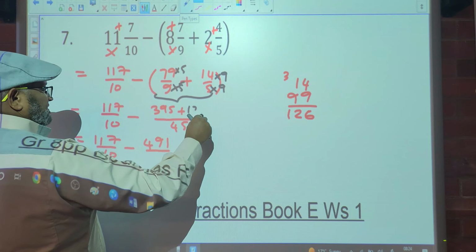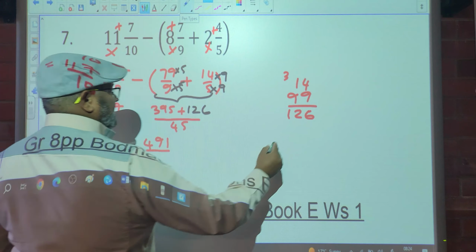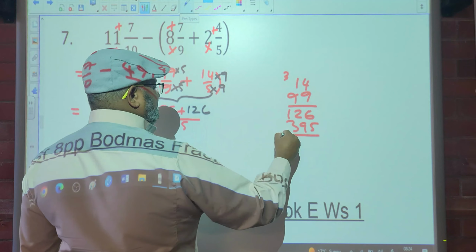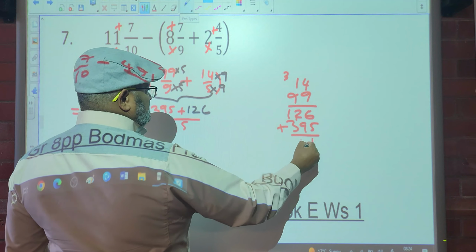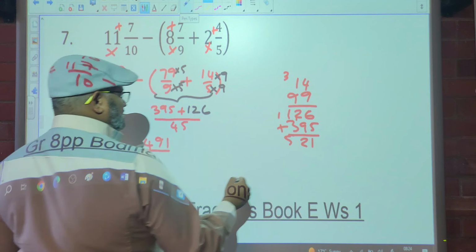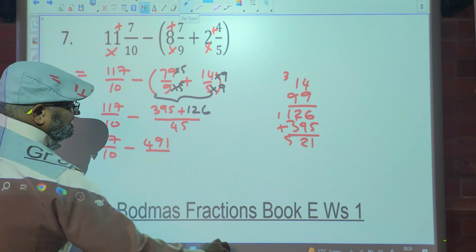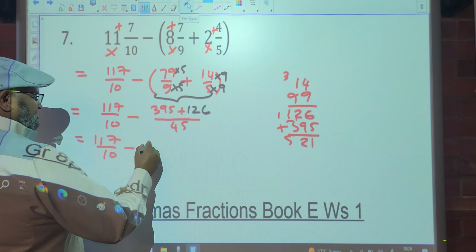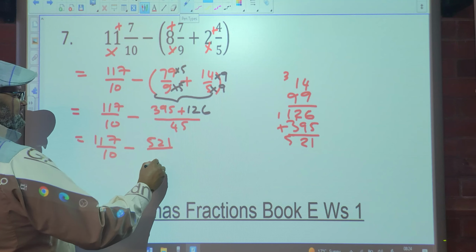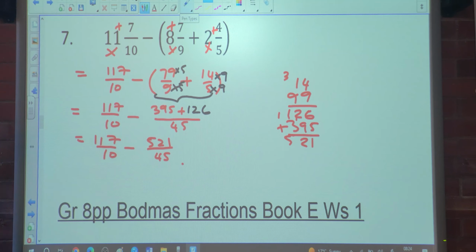And you add 395, gives you 11, it's 12, and 5, to 1. Is that now correct? There we go, 521 over. Sorry about that. So what do we do now?